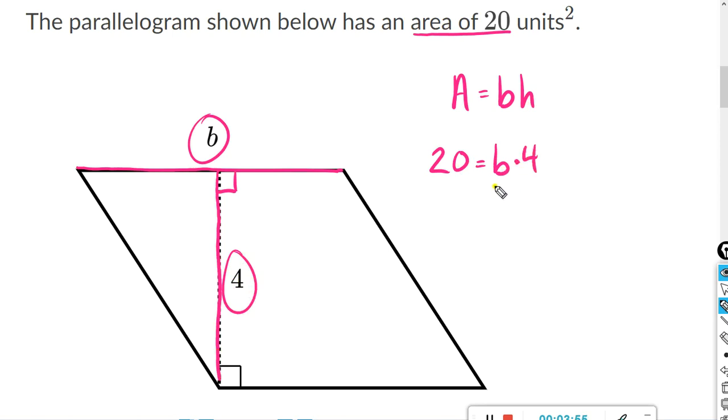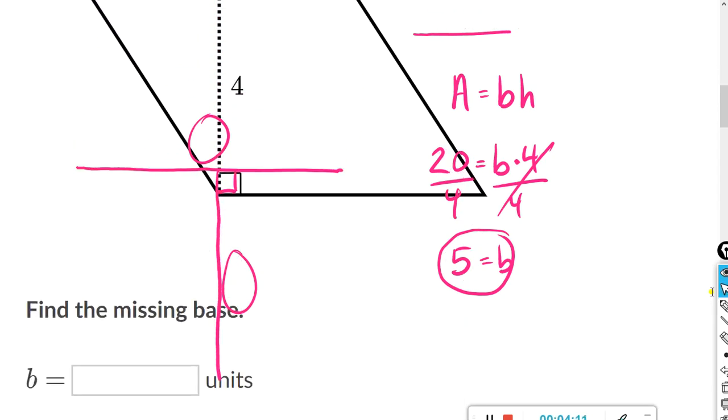The opposite of times 4 is divided by 4. The 4's cancel, and 20 divided by 4 is just 5. So in the box, you type B equals, you just type the 5.